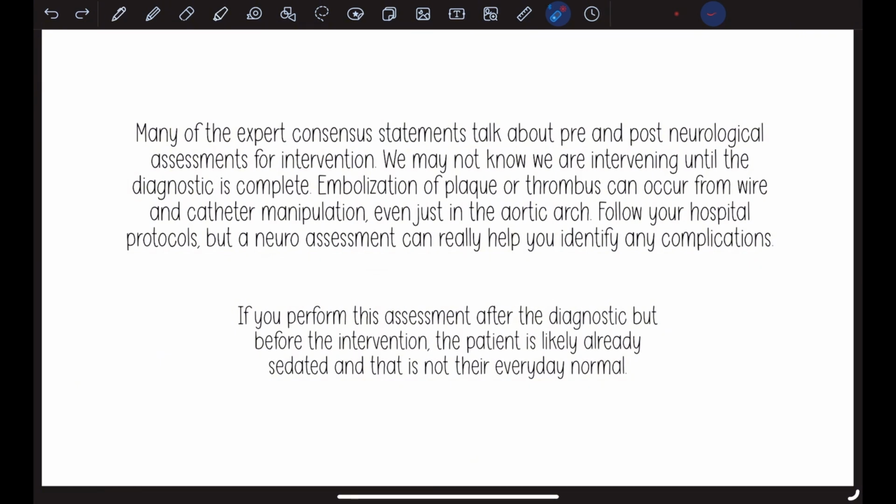So if you perform this assessment in between, after the diagnostic but before the intervention, remember the patient's already sedated. That isn't their everyday normal. You really want to make note of that, because then when they come out of sedation and do the neuro assessment again, I mean, they should improve, right? But that's what you're comparing to. So you just want to be very meticulous in how you're documenting that. So if there's a change of hand or change of shift, or someone relieves you during a case, they understand that, you know, I did this assessment after the patient was sedated because I didn't do it before, et cetera.